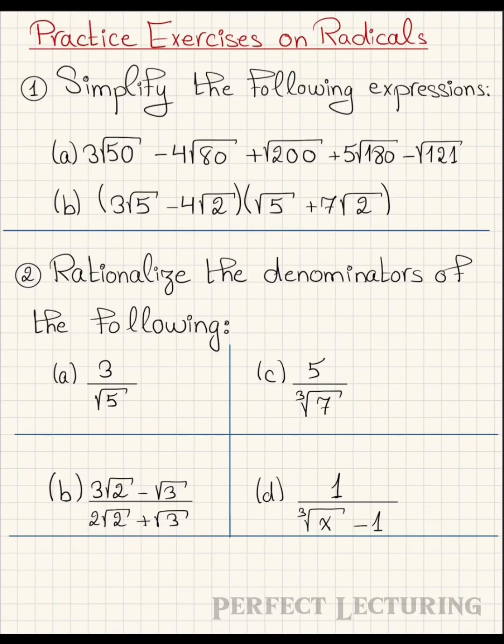Hi everyone, I'm going to solve the following exercises on radicals in this video. So first of all, I'm going to simplify these expressions, then we're going to learn how to rationalize the denominator of a fraction. And before that, what is meant by rationalizing the denominator of a fraction.